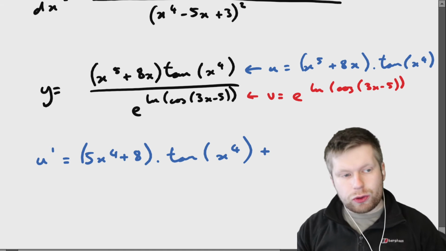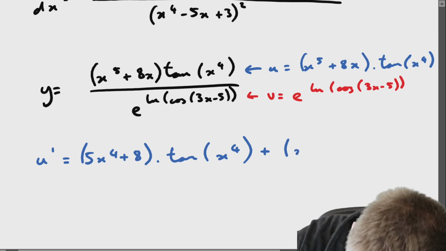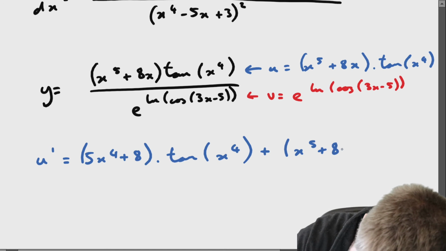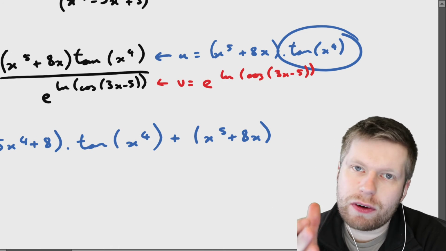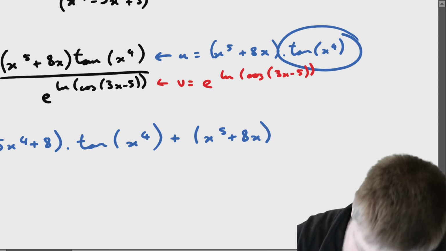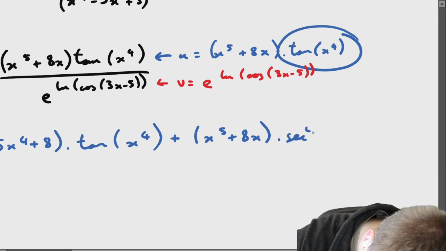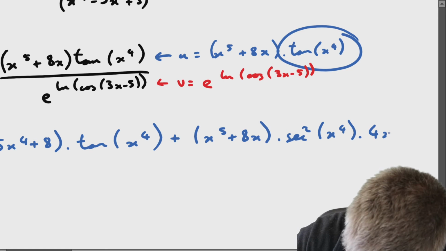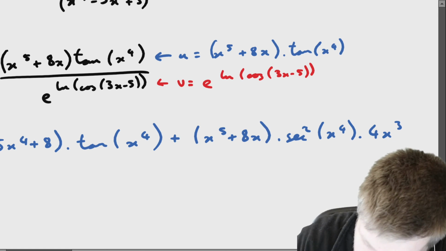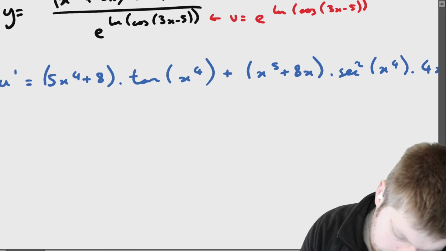Then I need to add that to the other way round. So I leave my first function alone, which is just x to the power 5 plus 8x. But then I multiply by the derivative of tan, well, we've just seen the derivative of tan is just sec squared. Okay, so I get sec squared. And I leave my inside function alone, so my x to the power 4. Then I need to multiply that by the derivative of my inside function, which is 4x cubed. Okay, so that's the derivative of u.